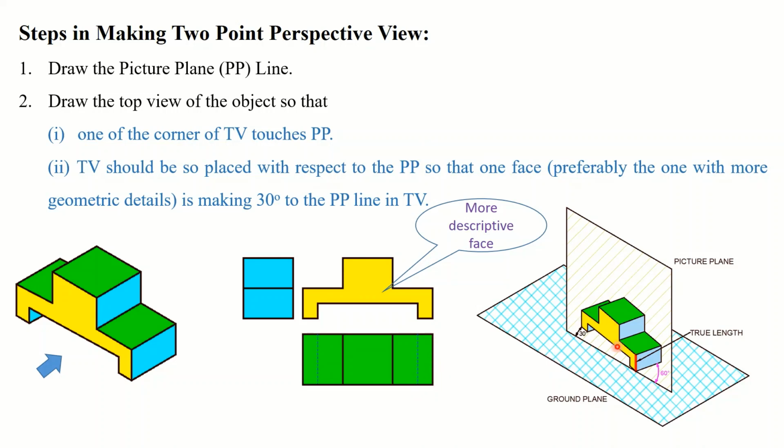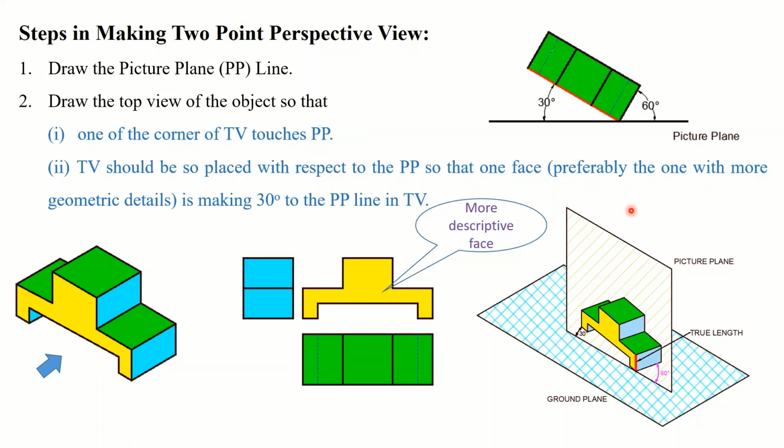Now this entire concept, when viewed from top, if you are sitting here and looking at everything from here, will look like this. This line here is actually the picture plane. This is the top view of the object. This red color line is the yellow colored face, which has more geometrical description. This face is making 30 degrees here, and since this angle is 90 degrees, the other face will automatically make 60 degrees to the picture plane line. Now this step is very important while making 2-point perspective.